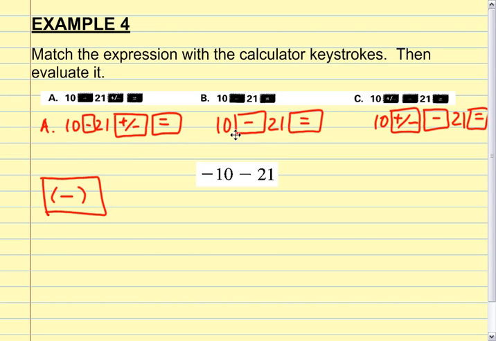It's the sign button. These two things are the same. They look different on different calculators, right? But they do the same thing. This button right here says make it negative. So when you type in 10 and you hit this button, it makes it negative 10. Do you understand what I'm saying?